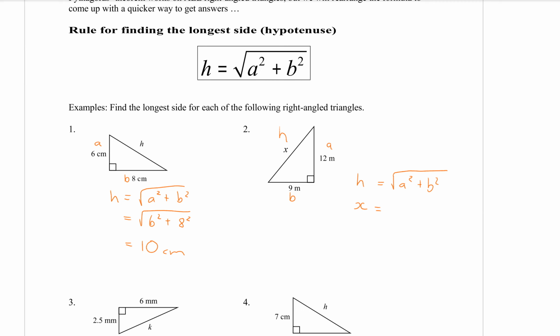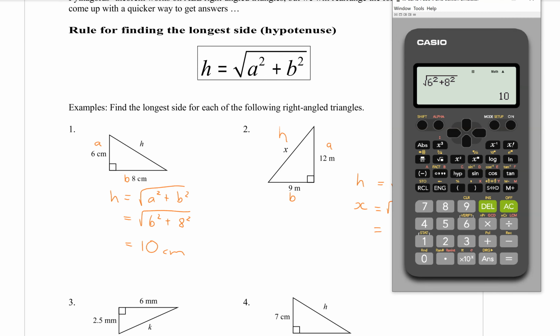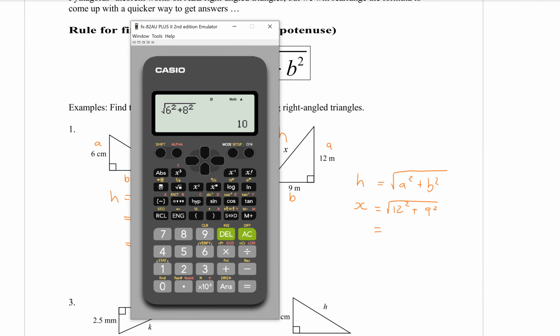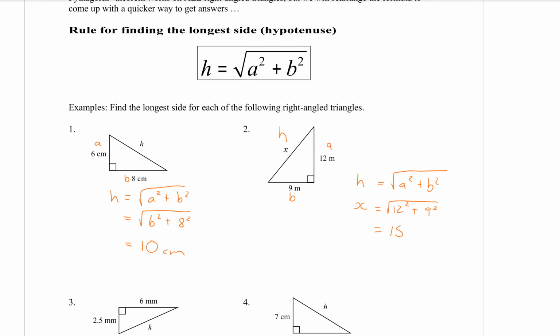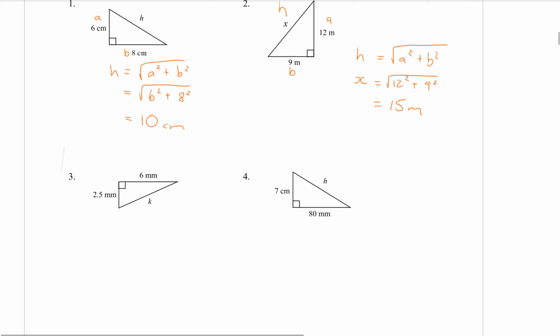And now I substitute in my numbers. So A is 12, so 12 squared plus B is 9 squared. Okay, and grab your calculator, type it in. Square root 12 squared plus 9 squared. It's 15. 15 meters this time. Easy, right? Couple more here for us to do.